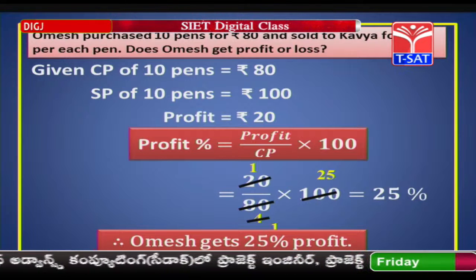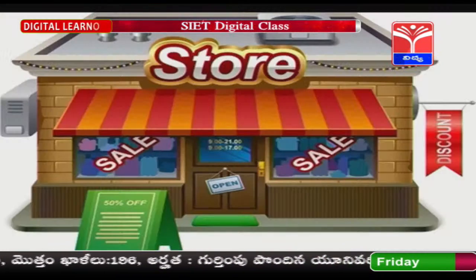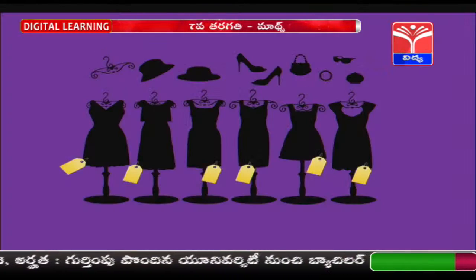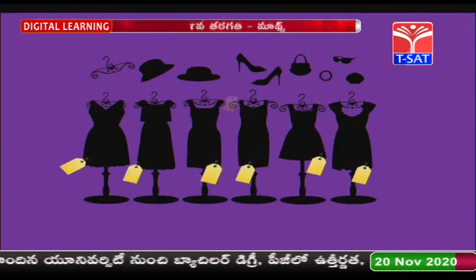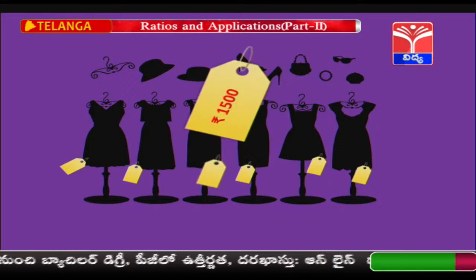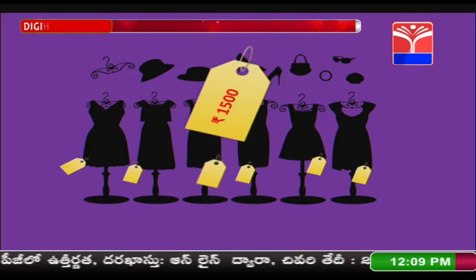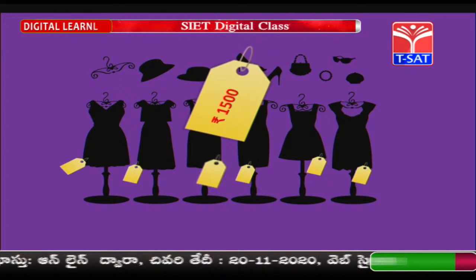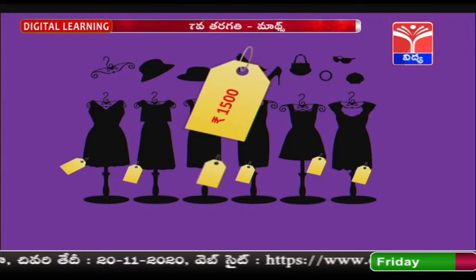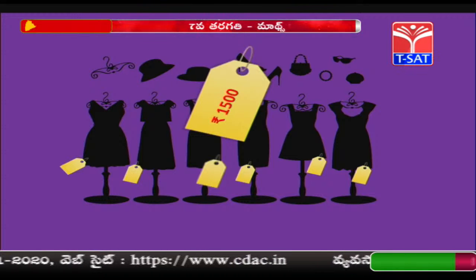I hope you understood very clearly. So, children, I hope you understood the concept of profit and loss. Now, let us move on to another interesting concept, that is discounts. Look at this store. Inside this store, there are many dresses shown on your screen. What do you notice, children, here? Yes, these are called price tags.